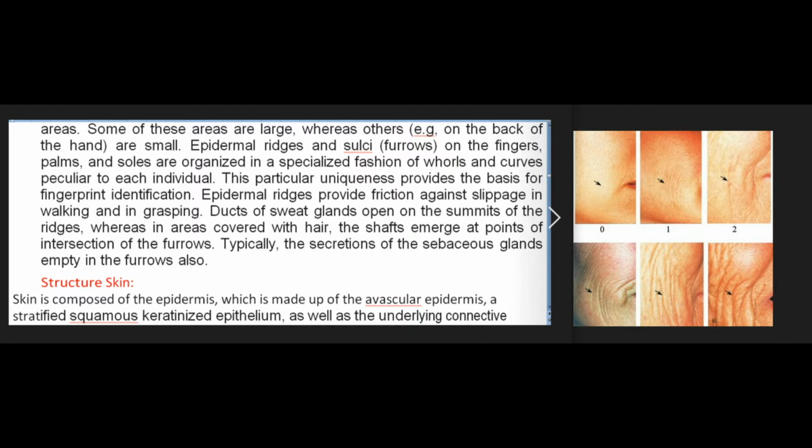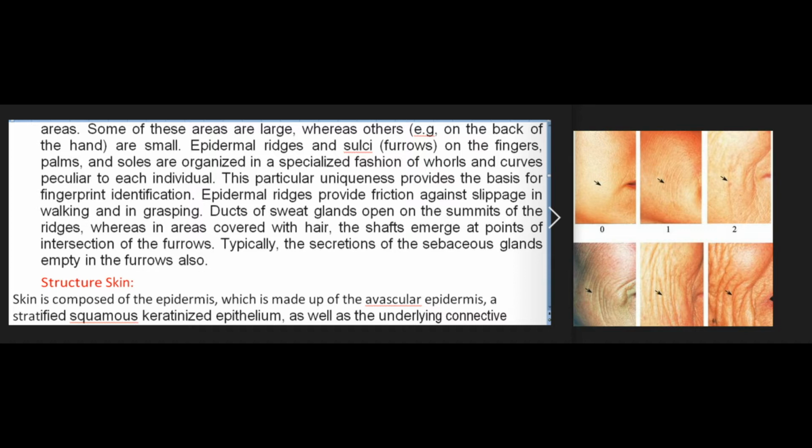Epidermal ridges and sulci, furrows, on the fingers, palms, and soles are organized in a specialized fashion of whorls and curves peculiar to each individual. This particular uniqueness provides the basis for fingerprint identification. Epidermal ridges provide friction against slippage in walking and in grasping.